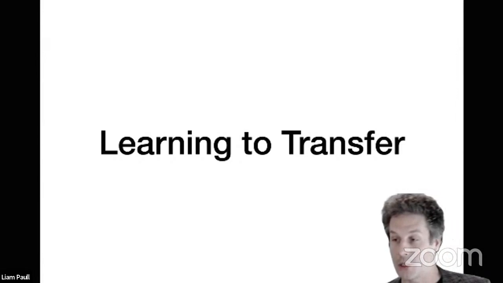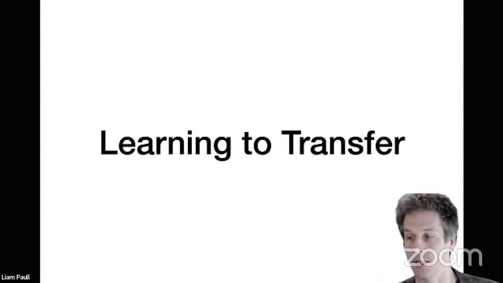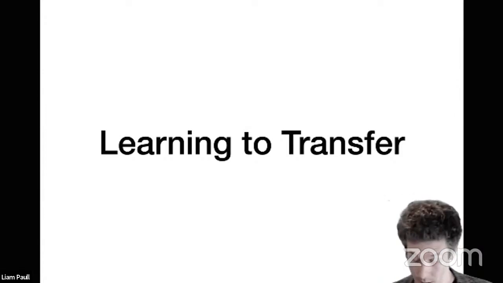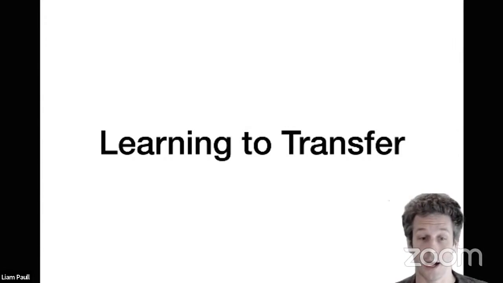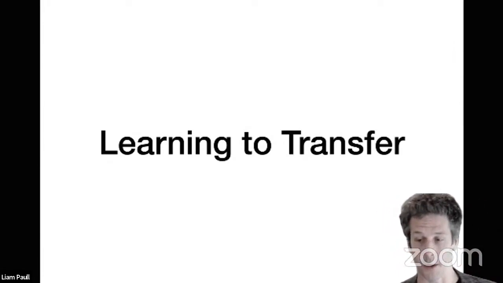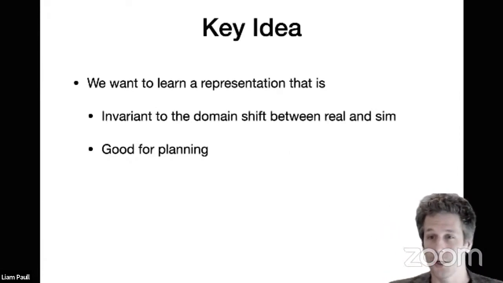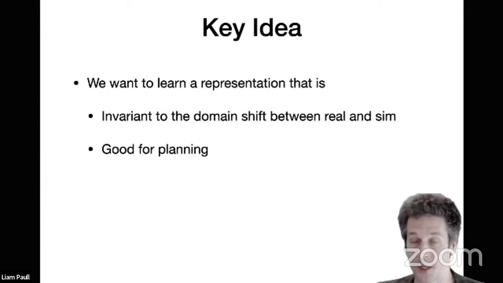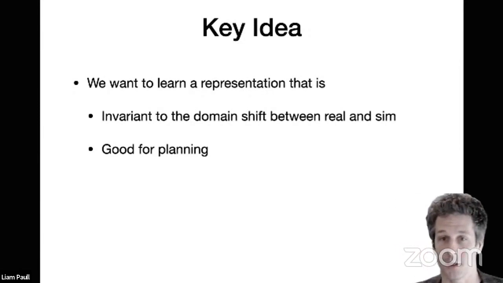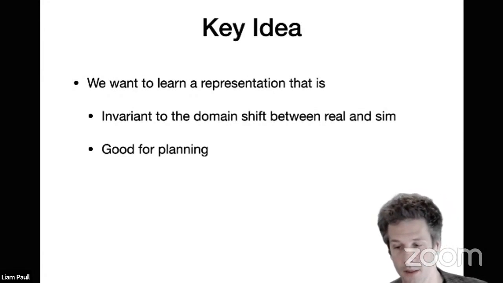I talked about two options for how a learning agent can train in simulation and then deploy in the real world. One, we learn how to transfer from the source domain, i.e. the simulator domain, to the real robot domain. The second option is that we learn to just generalize and be robust. The key idea here is that we want to learn a representation that is invariant to the domain shift between real and simulation, and that is also good for planning, or that jives with RL, basically.